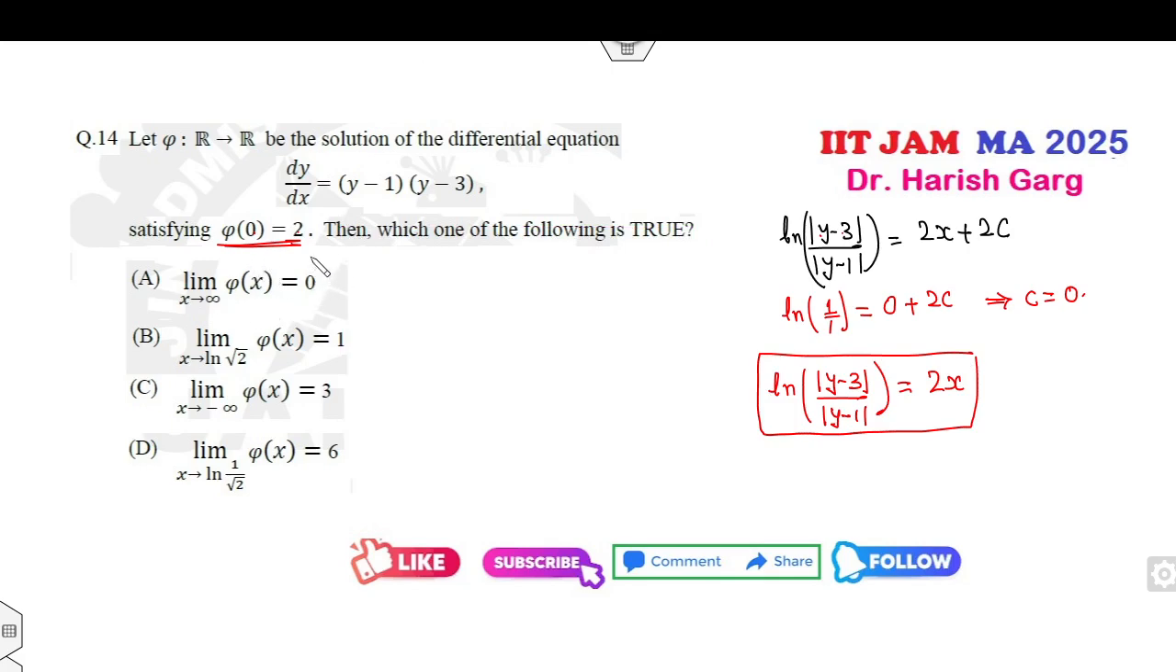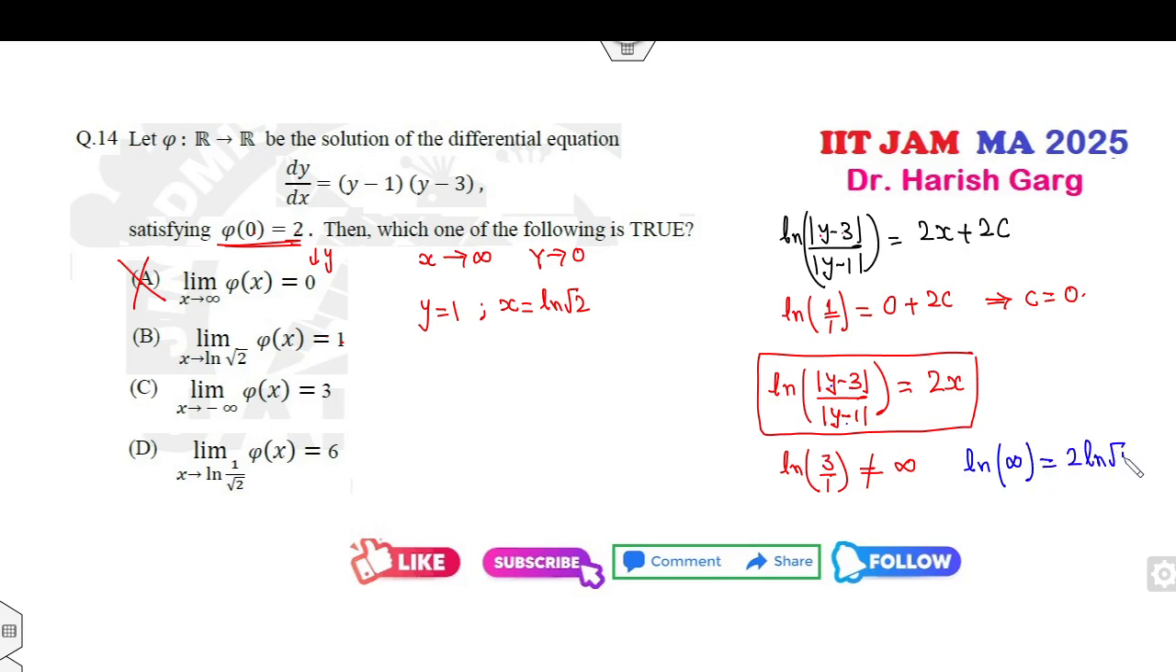Now we will use the options and see which one is the right answer. For this case, this is the value of y. When x approaches infinity, your y will be 0, whether it is true or not. So if y is equal to 0, left hand side will be 3 over 1 and right hand side is infinity, which is not possible. Second case, y is equal to 1, x will be ln root 2. If I substitute the value on the left hand side, y minus 3 is minus 2, the mod is plus 2, and y minus 1 is 0. So 2 over 0 is infinity. Right hand side will be 2 ln root 2. They are not the same. So this option is also cancelled.